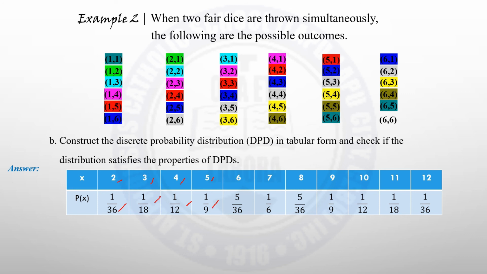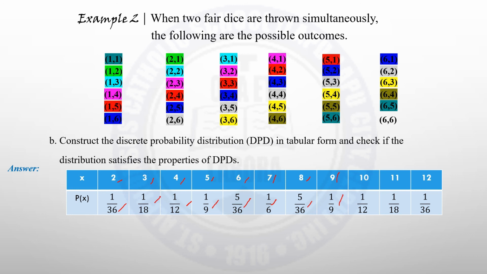The probability of a number whose sum is 6 is equal to 5 over 36. The probability of a number whose sum is 7 is equal to 1 over 6. The probability of a number whose sum is 8 is equal to 5 over 36. The probability of a number whose sum is 9 is equal to 1 over 9.